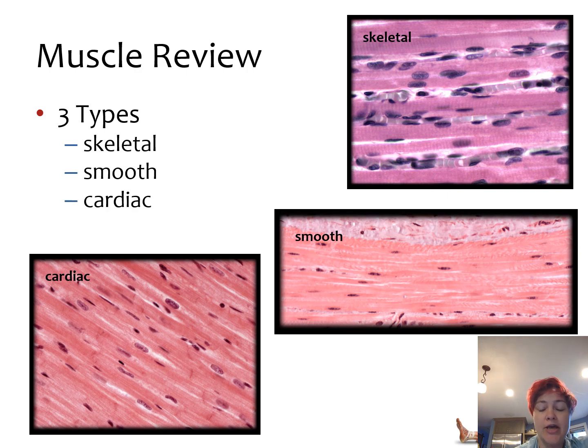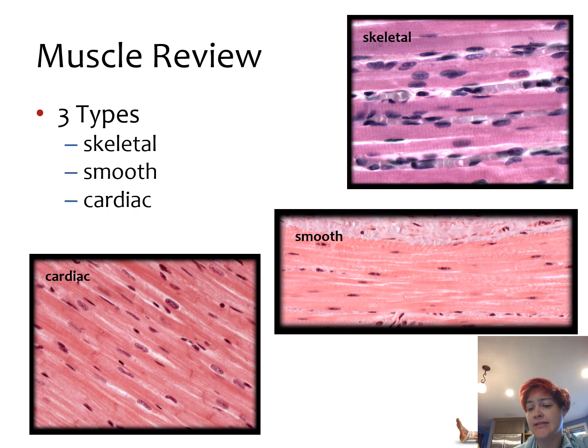We also have smooth and cardiac. Now, let me remind you some things about these. Skeletal is completely voluntary. You can also see that it's got these really long fibers. We're going to talk more about those today, and the anatomy of the muscle, skeletal muscle itself.